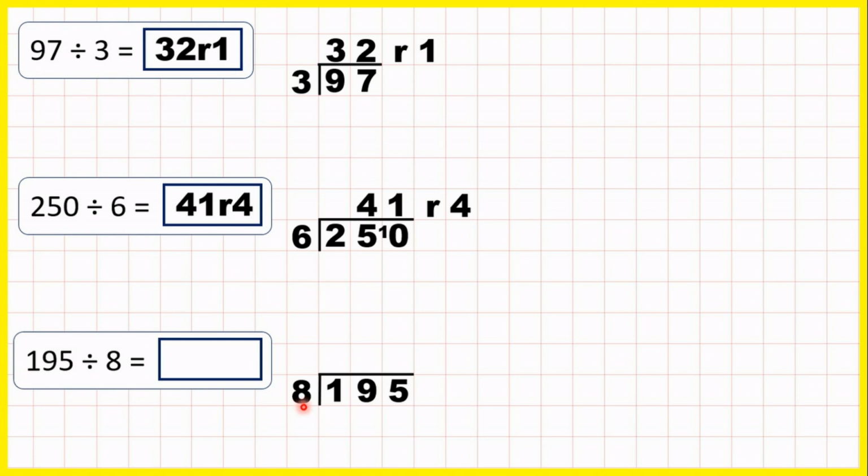195 divided by 8. Again, we're going to need to take the first 2 digits together because 1 is less than 8. So 19 divided by 8 is 2 remainder 3. That's because 2 times 8 is 16, but then we need 3 more to get to 19. So now we have 35 divided by 8. Well, 4 times 8 is 32, but then to get to 35 from 32, we need 3 more. So our remainder is 3. So 195 divided by 8 is 24 remainder 3.